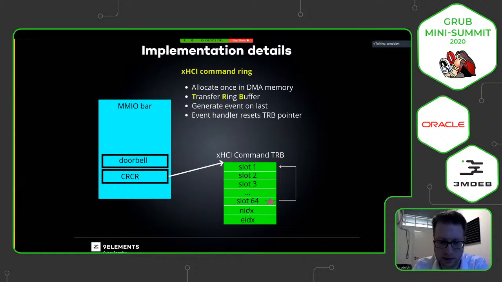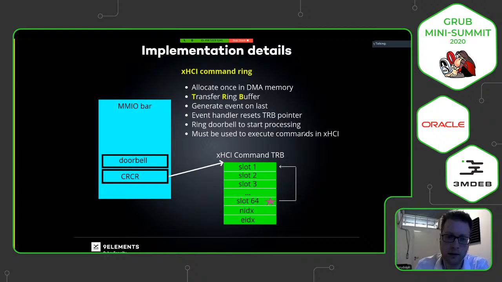You can see the last two, NID and EID. Those are part of the transfer ring buffer, but not used by the hardware; they are used by the software for internal state tracking. You will find those in the code too. Yeah, and you just ring the doorbell when you have written one or multiple slots, and then the controller will fetch it from memory and execute the commands.